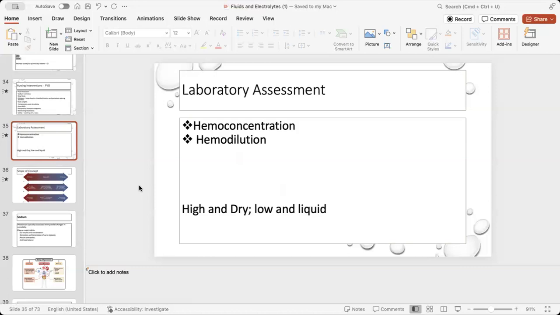Other lab values. Possible high electrolytes. What might happen to our electrolytes if we're underloaded? Are they going to be increased? Yep, they'd be increased, it's more concentrated, right? Those electrolytes are more concentrated, we've lost fluid. Like your BUN, creatinine, sodium, potassium. Anything else that you put in the other?